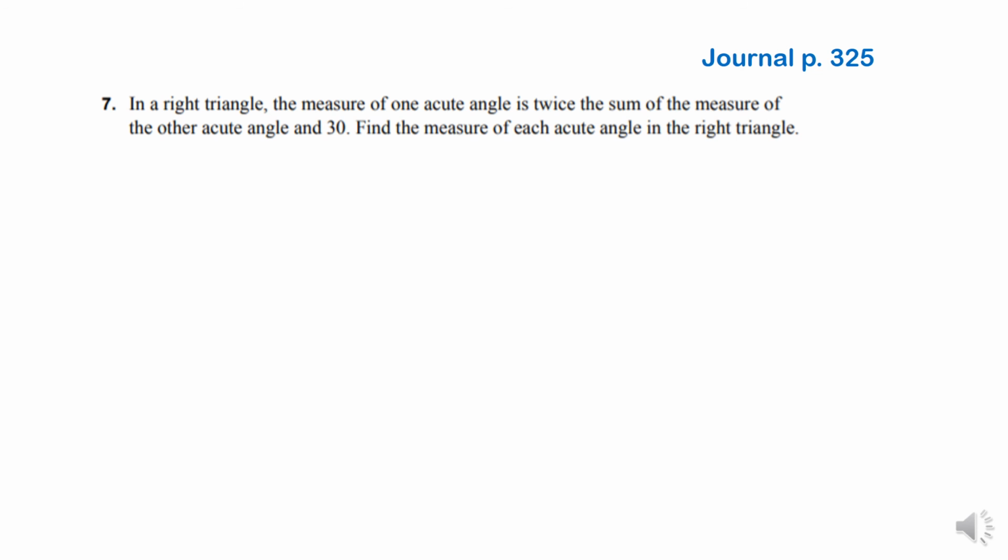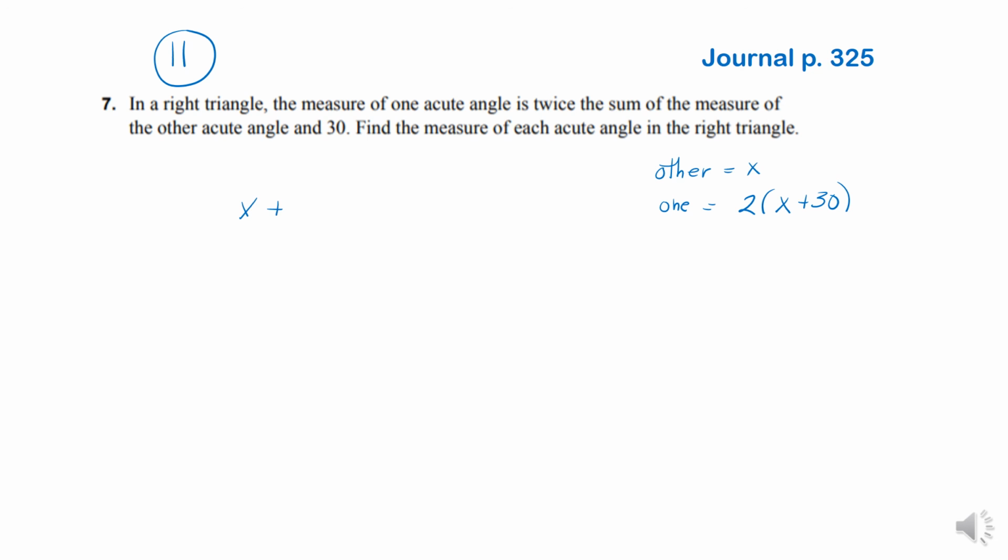All right, so here's a problem from your journal. It'd be a really good idea for you to try this on your own. Otherwise, let's go ahead and do this together. So it says, in a right triangle, the measure of one acute angle is twice the sum of the measure of the other acute angle. So the other acute angle is x. And the one acute angle, the first one I talked about, is twice the sum. You have to remember they're writing it like this, twice the sum of the measure of the other angle, plus 30.